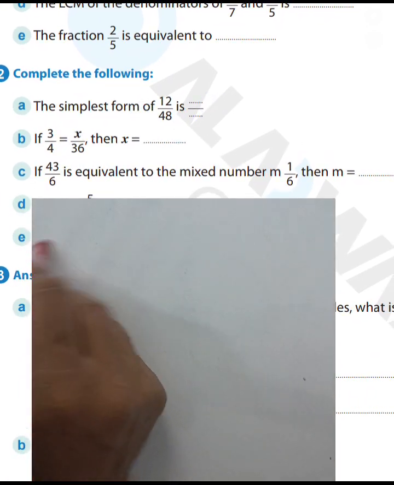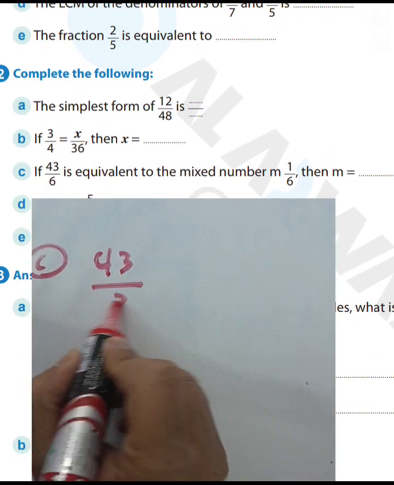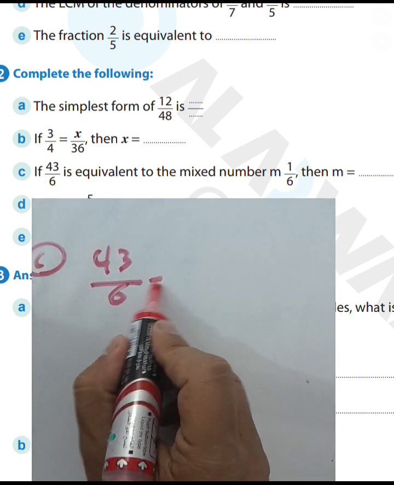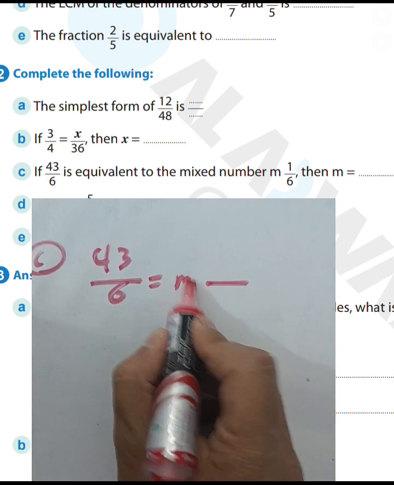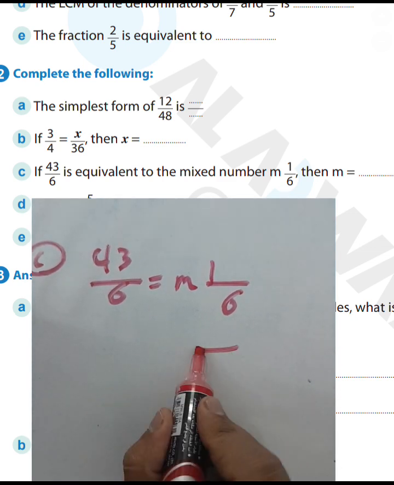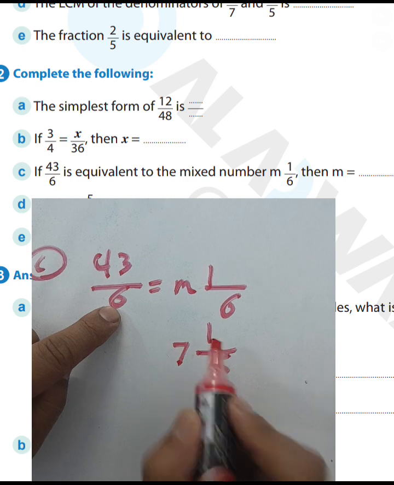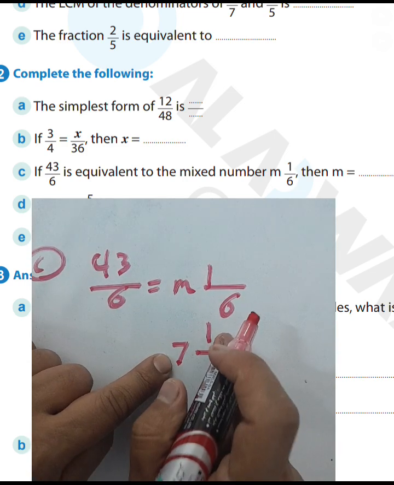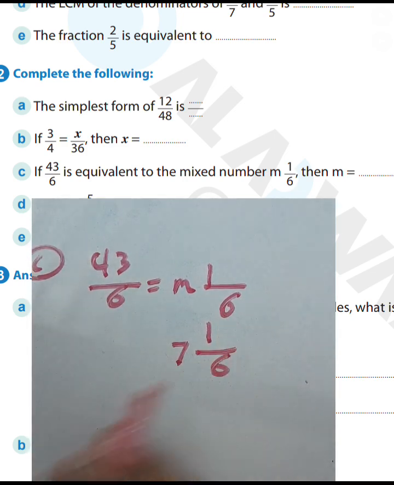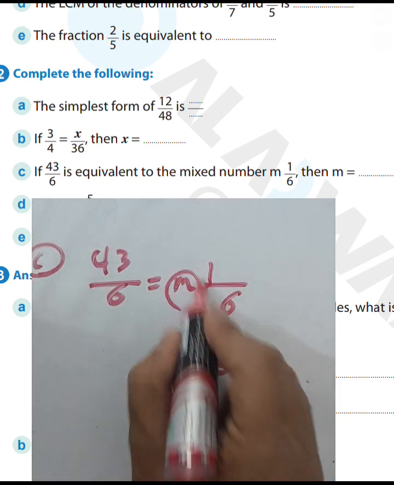Letter C. 43 over 6 is equivalent to what? It is a mixed number m and 1 over 6. We can write 6 in the denominator. 43 divided by 6 equals 7 and the remainder 1, because 6 times 7 is 42 and the remainder 1. 42 plus 1 equals 43. Then the value of m here will be 7.